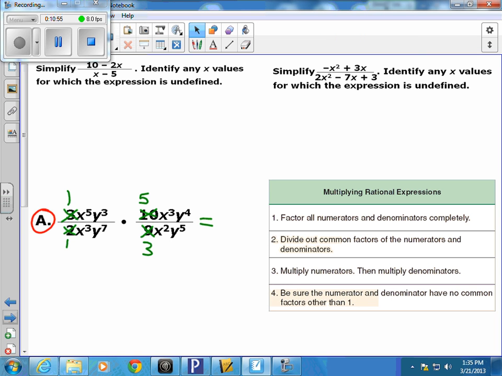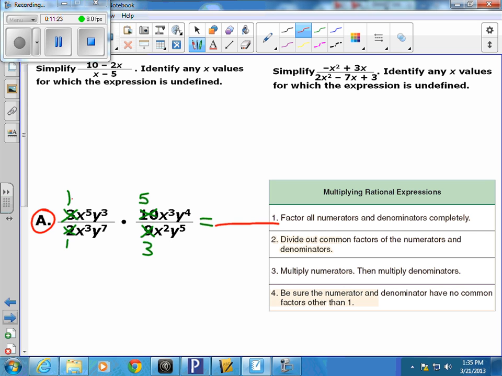Okay. Now look at the x's. We can actually simplify the x's first. We have x to the 5th on top. We have x squared on the bottom. And actually, the best way probably to deal with the variables is to simplify after. So let's actually put these fractions together first.